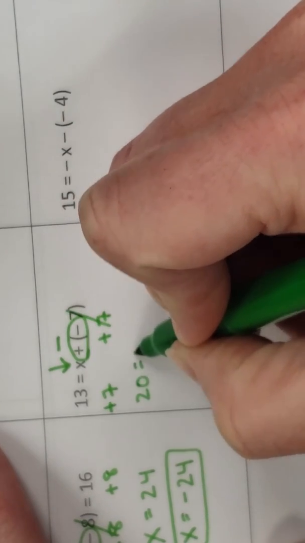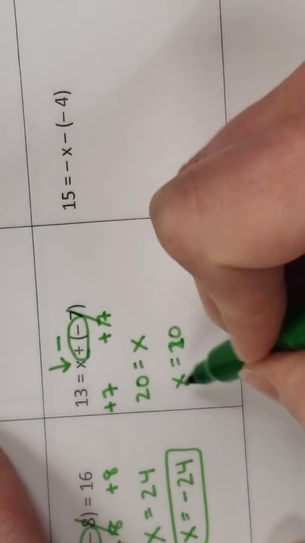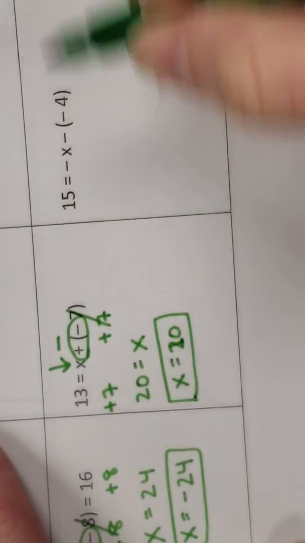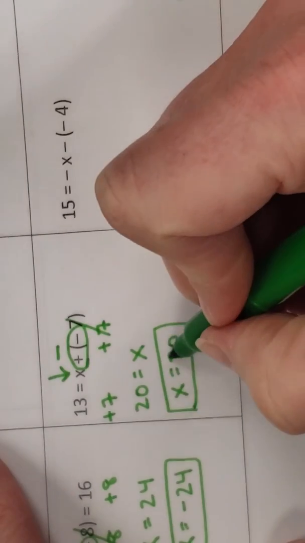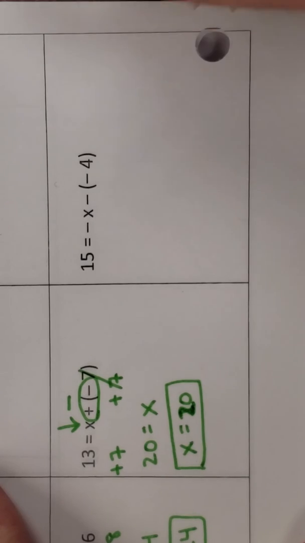So 20 is x, but oops, put the variable in the beginning. That's a 20. I need to be done with this. All right, last but not least.